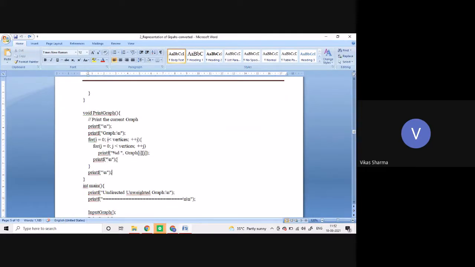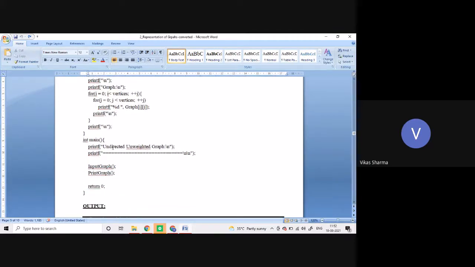We are printing that value, and now in int main, the final program will be for an undirected unweighted graph, and the print will be there. So this is the return 0, and the output will be like this.